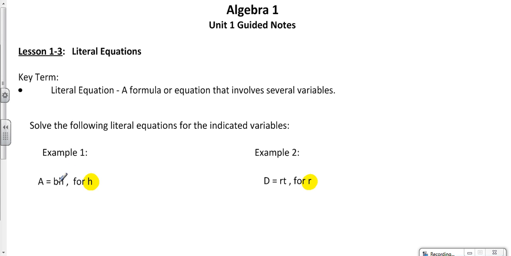So if we look closely, we see that it's b times h. So we have to undo multiplication by division. And since we want to solve for h, it means we want to get h by itself. So I'm going to divide by b. And when you do so, you move it, and h will be a over b. And that's considered finished. So over here on the next one, we have to solve for r.